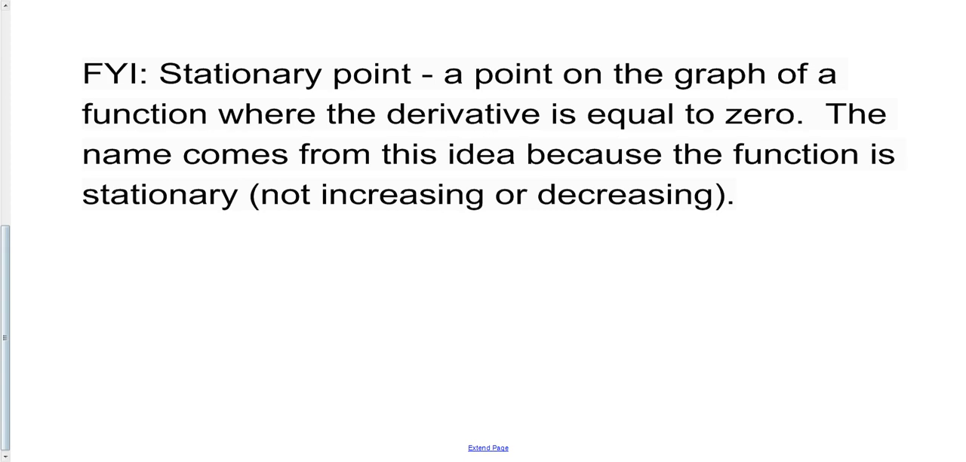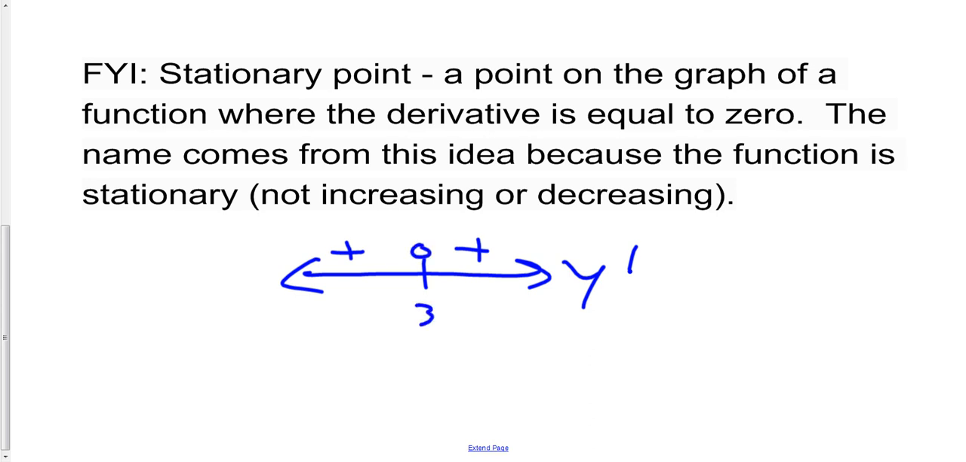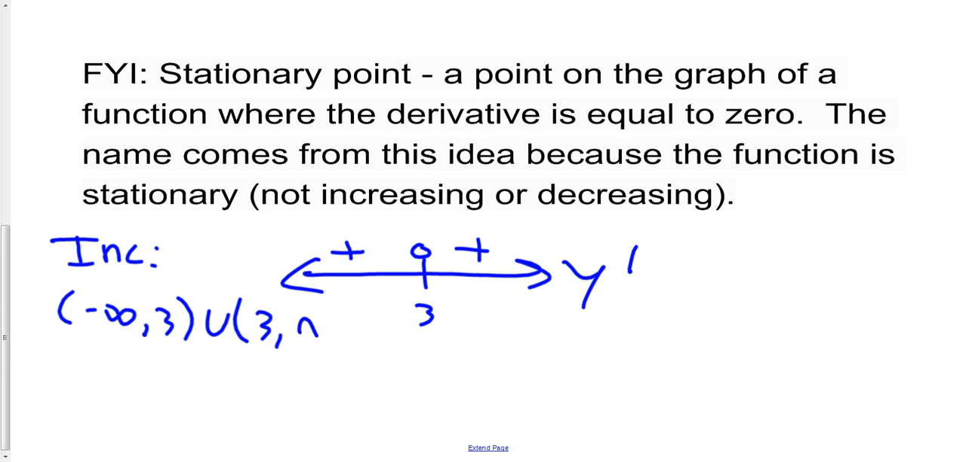This is just a quick note. A stationary point is a point where the derivative is equal to 0. It's basically just saying that the function is not increasing or decreasing. Just remember this: if this is a y prime graph and this is a plus and this is a plus and this is a 3 and this is a 0 here, it's not increasing all the way through, it's just increasing from negative infinity to 3. It stops increasing and then it starts increasing again right after 3 until infinity. So 3 is a stationary point. X equals 3.